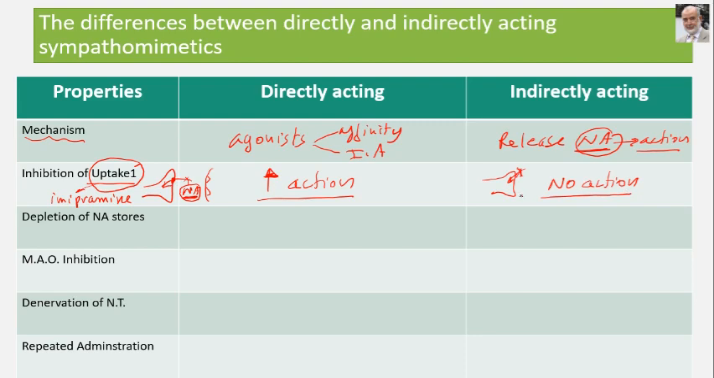Therefore, by inhibiting the uptake 1 mechanism, indirectly acting drugs will lose their action. They can produce no action. Why? Because they cannot enter the nerve terminal.